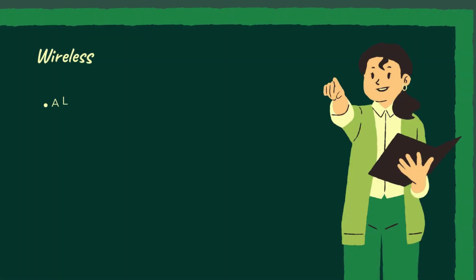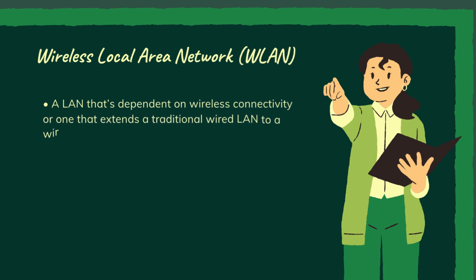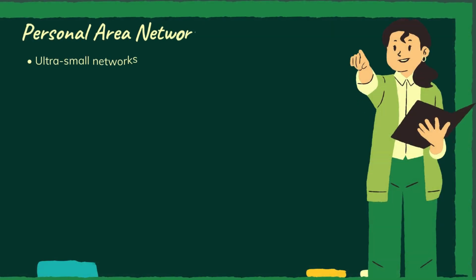Types of computer network: Personal area network, PAN. Local area network, LAN. Wireless local area network, WLAN. Campus area network, CAN. Metropolitan area network, MAN. Wide area network, WAN.